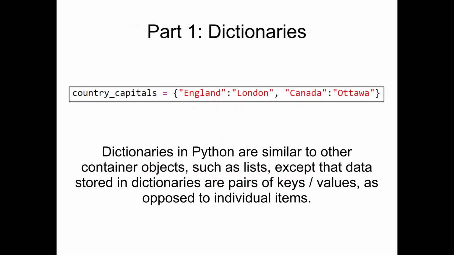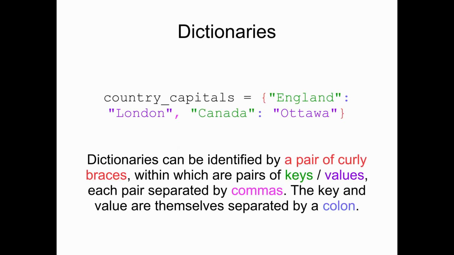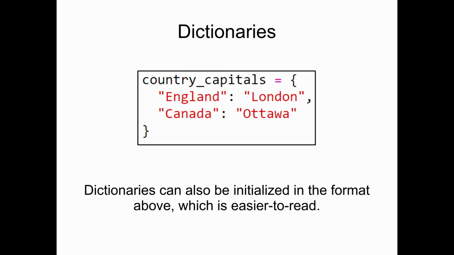Dictionaries in Python are similar to other container objects, such as lists, except that data stored in dictionaries are pairs of keys/values, as opposed to individual items. Dictionaries can be identified by a pair of curly braces, within which are pairs of keys/values, each pair separated by commas. The key and value are themselves separated by a colon. Dictionaries can also be initialized in the format above, which is easier to read.